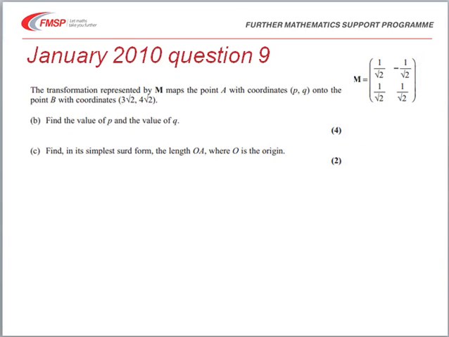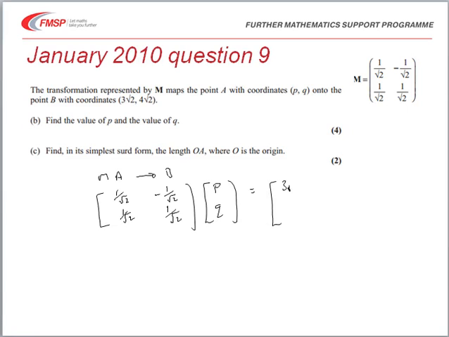In the second part of the question then, we're given the fact that the matrix M transforms A onto B, or in other words, writing it out as a matrix transformation, we have 1 over root 2, 1 over root 2, negative 1 over root 2 and 1 over root 2, multiplied by a vector for A, which we're trying to find, p q, is equal to the vector that we're given, 3 root 2 and 4 root 2.